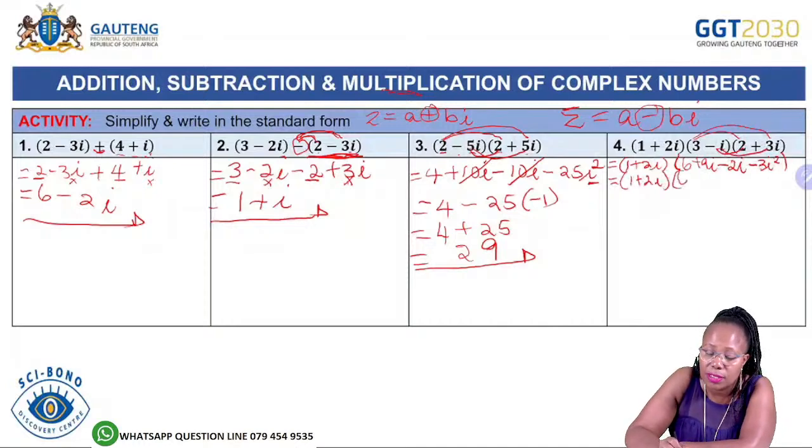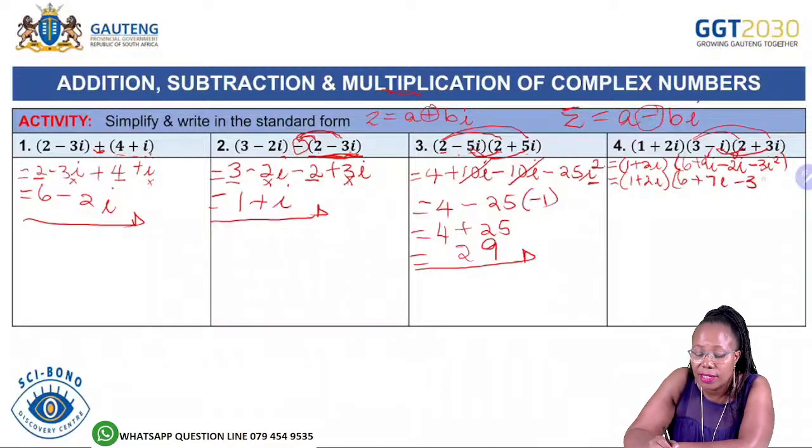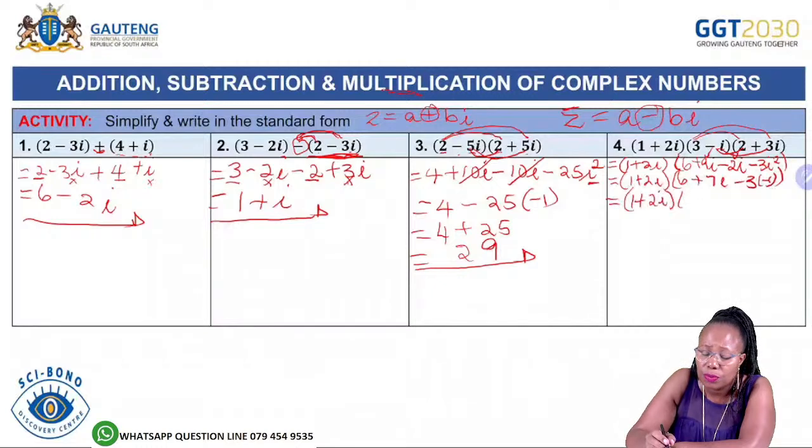So this will be 6. And then like terms are 9i minus 2i, which will be 7i, minus 3. Remember the i squared is a negative 1. You can already deal with that. That is a negative 1 substituted there. So first bracket, 1 plus 2i, into, remember minus 3 times negative 1 will be positive 3. 3 plus 6 will be 9 plus 7i.